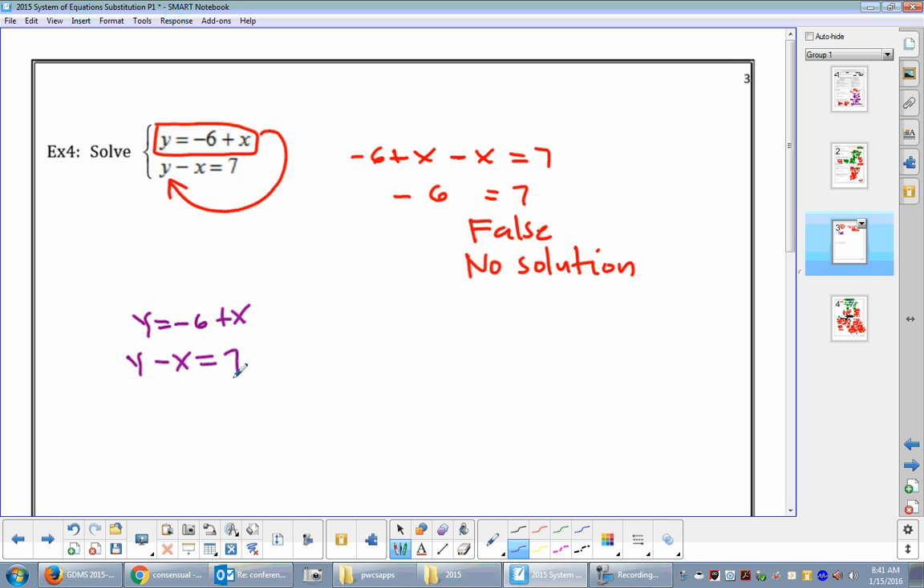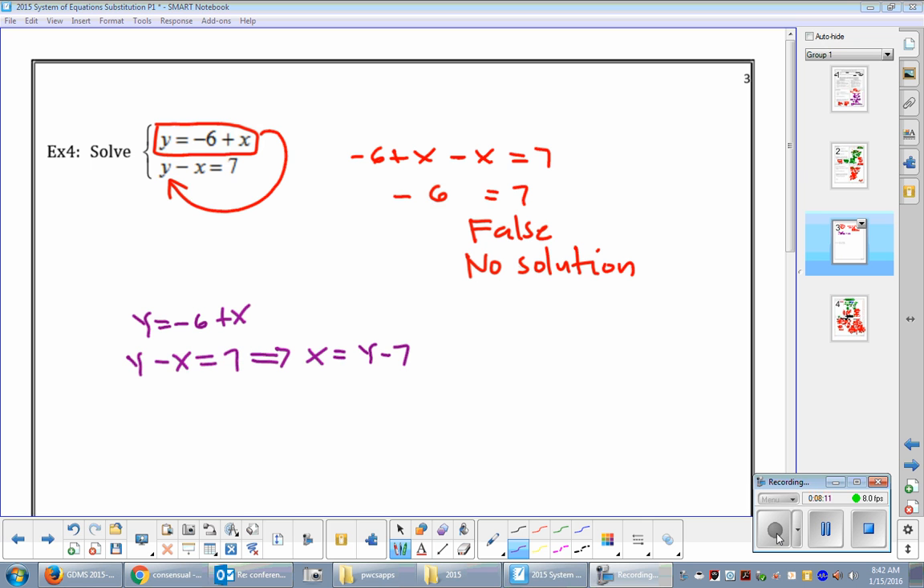So let's say we are going to solve x here. Okay, so what's my x value here? X is equal to y minus 7. So use this equation and plug into the first equation.